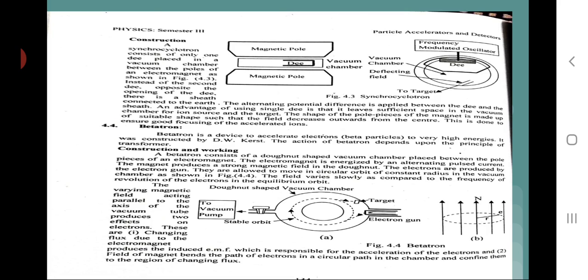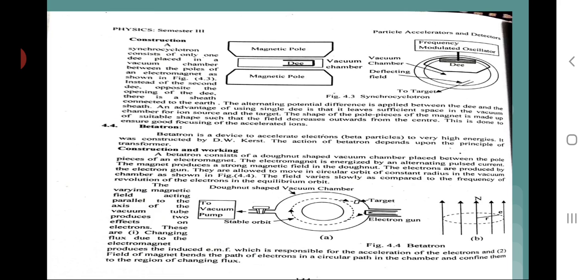An advantage of using a single D is that it leaves sufficient space in the vacuum chamber for the ion source and the target. The pole pieces of the magnet are made of a suitable shape such that the field decreases outward from the center. This is done to ensure good focusing of the accelerated ions.